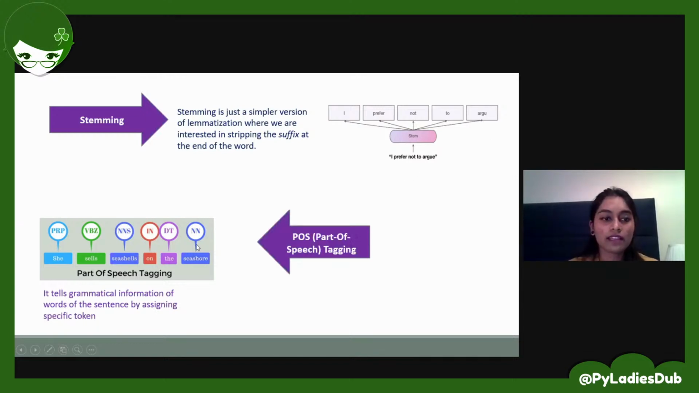And then comes part of speech. Part of speech tells grammatical information about the words of a sentence by assigning a specific token. By this I mean, as a paragraph contains words, each word will be assigned a token, so it will be easy for the machine to understand them. After that, many other data preprocessing steps are also done to help the machine understand, like one hot encoding and word embedding. I will take you through them in the next slide.